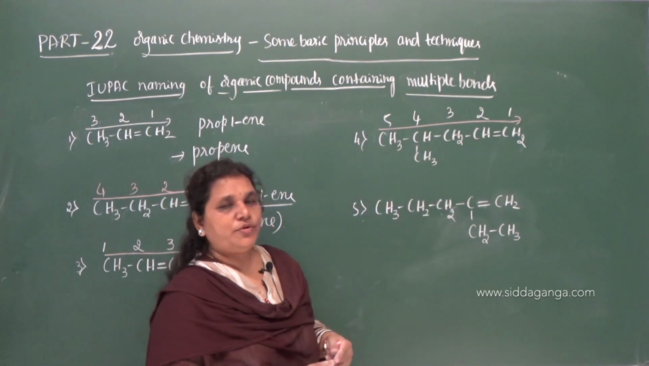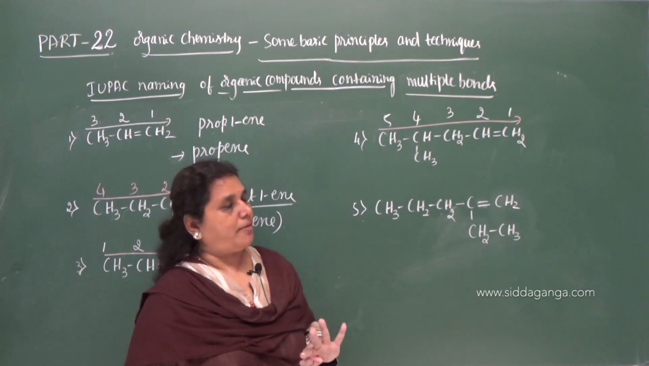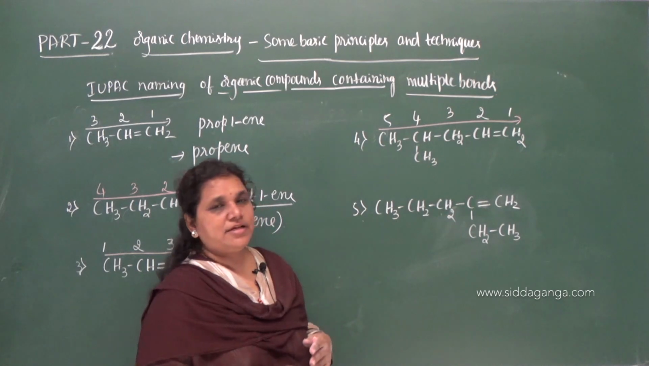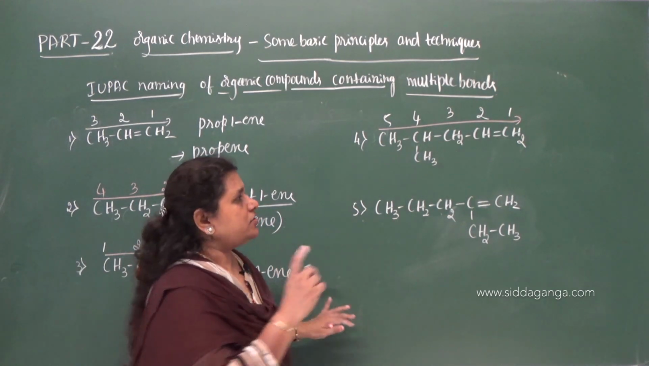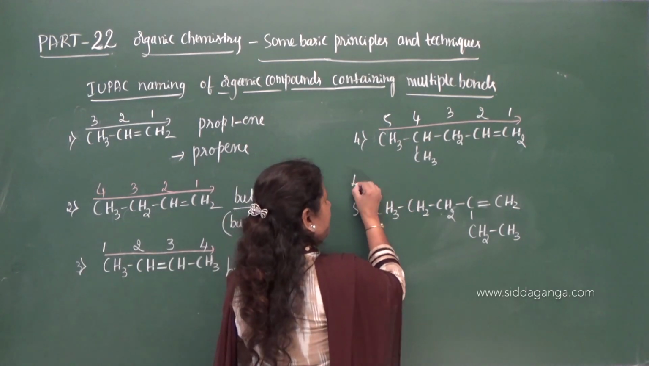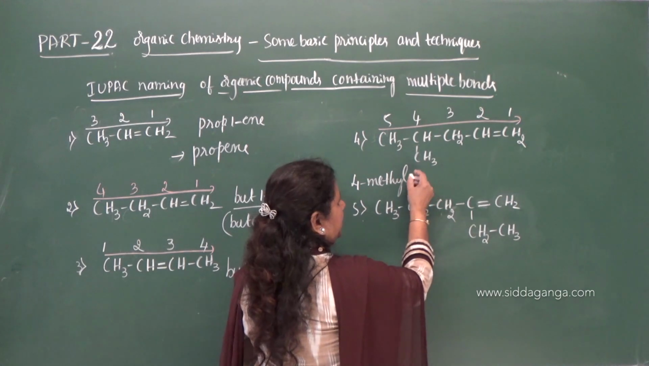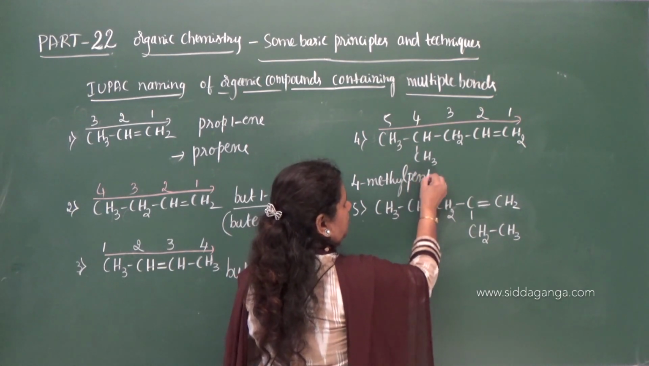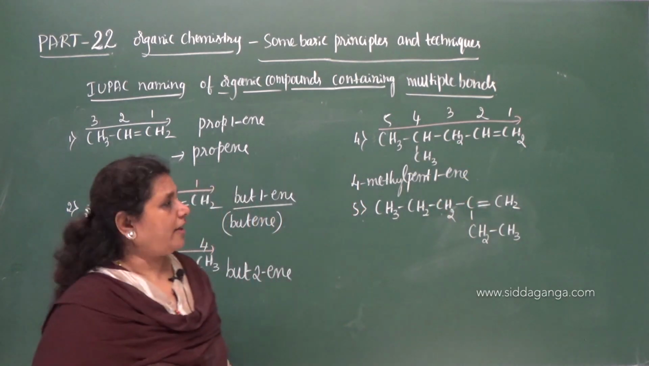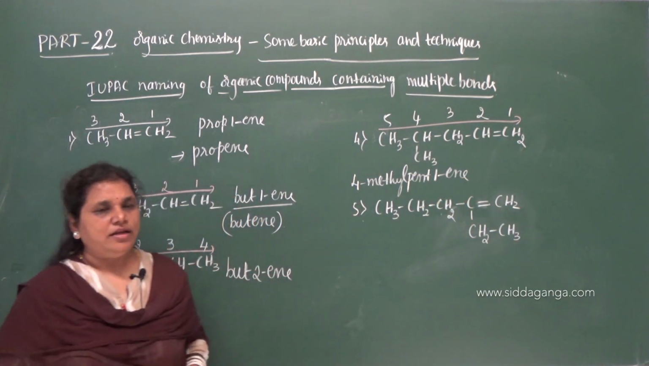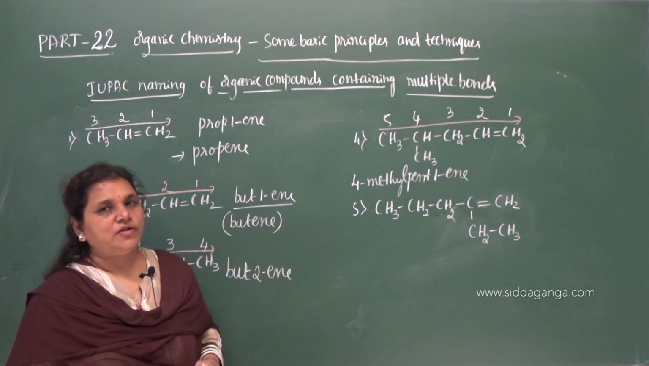And what is the root word? Pent, because in the selected parent chain we have 5 carbon atoms. And what is the primary suffix? -ene. And what is the position of the primary suffix? 1. So therefore, what is the name? 4-methyl prefix and then pent-1-ene. So 4-methylpent-1-ene is the IUPAC name of the 4th compound.